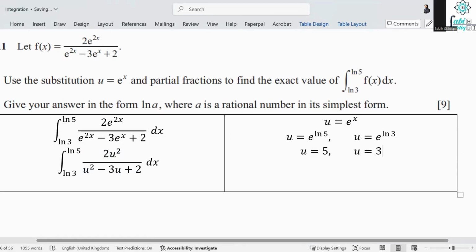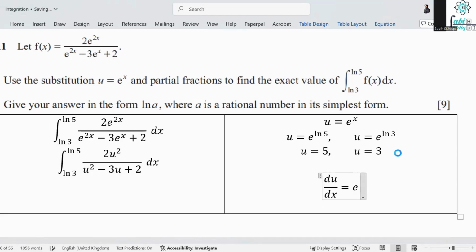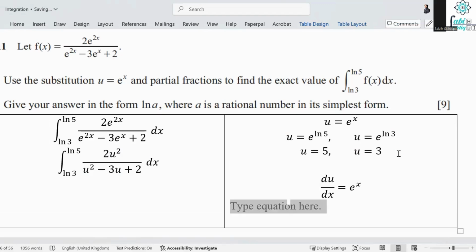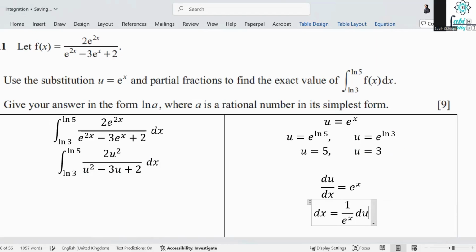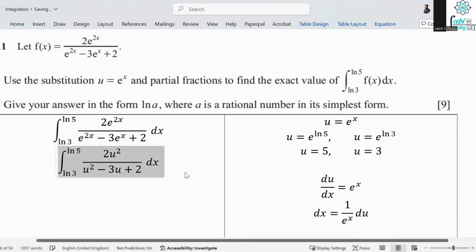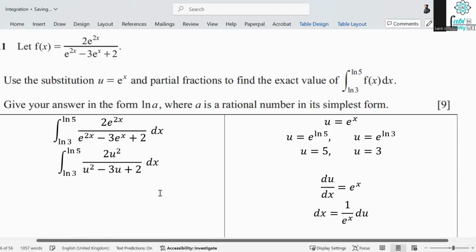What about the derivative? du by dx will be what? e to the power x. Why e to the power x? So dx will be 1 over e^x du. Is that right? Correct. Now understand this. Students who were claiming whether it is proper or improper, that is why I said you will know only when you do it.